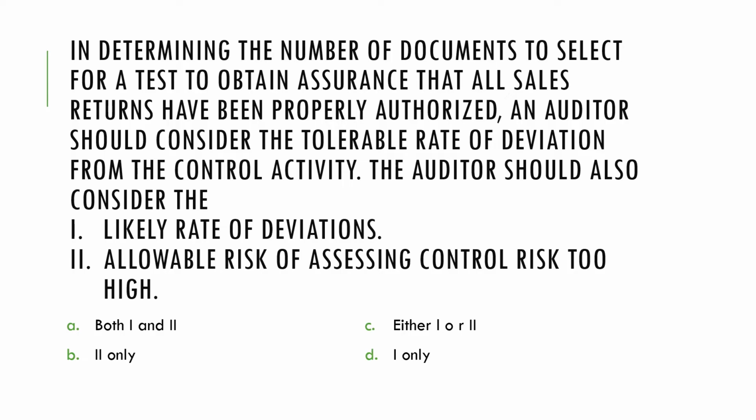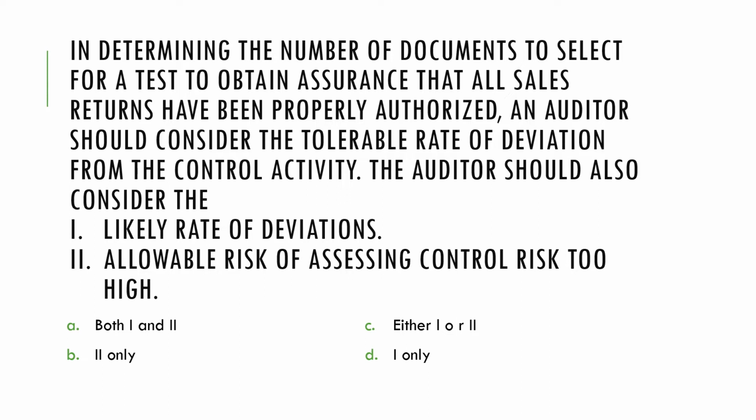Now, we recall when we talk about tolerable rates, they have an inverse relationship to the sample size. So what this question is basically asking is, what are the factors that will affect the determination of sample size for tests of controls? It has already given us one, which is the tolerable rate, which, as we have just mentioned, has an inverse relationship. In addition to the tolerable rate, the auditor should also consider, number one, the likely rate of deviations. And to this, we say yes. The likely rate of deviations is also called the expected rate of deviations. And we know that if it's an expected rate of deviation, then the relationship to sample size is direct. So, number one, that's a yes.